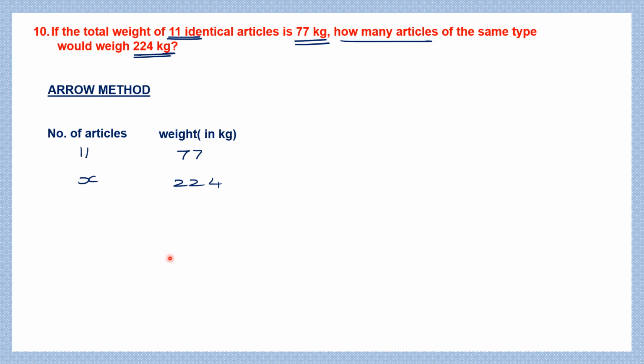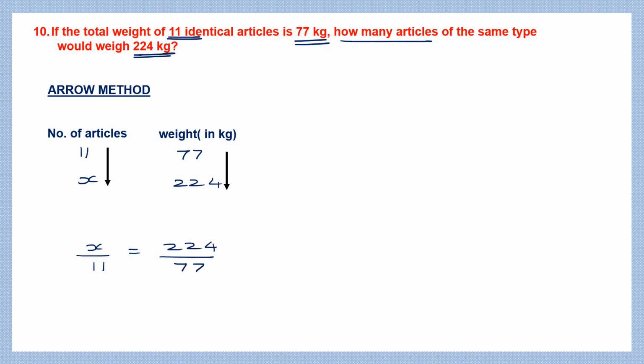So this is direct variation. Let's use arrow marks to show that. So here this will increase because this has increased. Now let's write out our mathematical statement. So that is x by 11 is equal to 224 by 77.